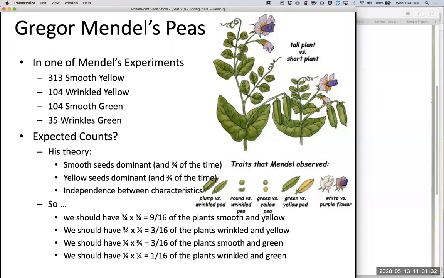And if you're wondering where you get these numbers, I refer you to your bio textbook. But because smooth is dominant and yellow is dominant, 3/4 of the time you should have each of those. Multiply them together, you get 9/16. 1/4 is the rate of wrinkled seeds because it's recessive. 1/4 is the rate of green seeds because it's recessive. 1/16 overall is the rate of the wrinkly green plants. So 4 possibilities in terms of the way they look, their morphology. Let's see how often we got each of the different types.